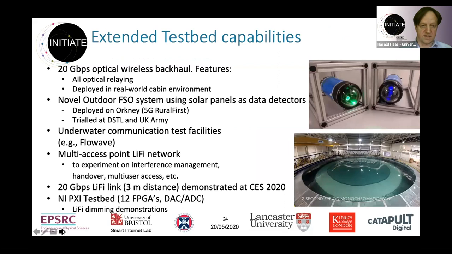So lastly, this is my last slide, these extended testbed capabilities that we can offer. That is taking stock of the advantages of light by building a 20 gigabit backhaul system. That was an all optical relaying system that we have in the lab and developed with an industry partner in the aerospace industry, and this backhaul is installed in an actual aircraft and it's working in a mock-up cabin. Again, something we can take out for experimentation.